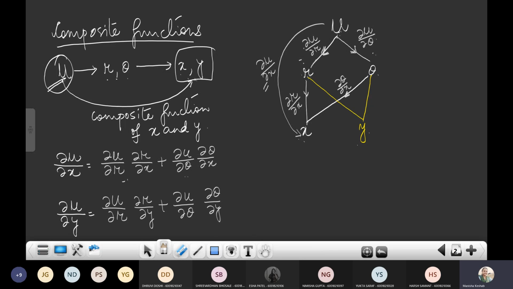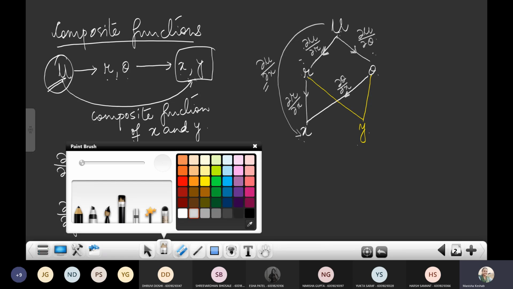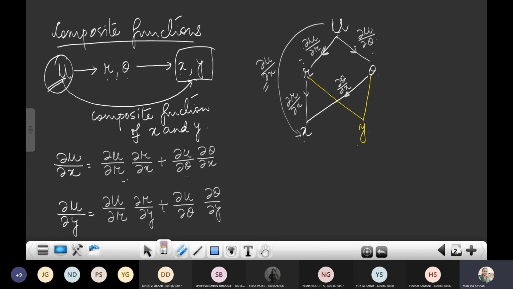So the same path, same concept we will be using here. In this case we will get, okay, so either u, r, and then r with respect to y. So this we will get del r del y, this part. And similarly here, this will be as it is, del u del theta, and then here we will get del theta del y. So we have to consider this as well as this, and this as well as this, to find del u del y.